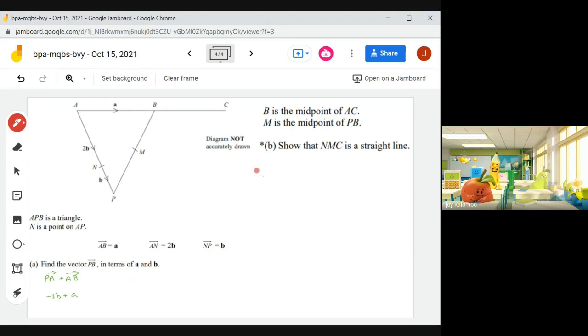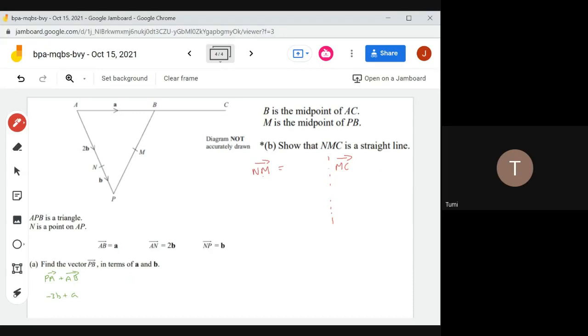So two things we definitely need to do are work out what NM is, and also we need to work out what MC is. So what is that going to be?